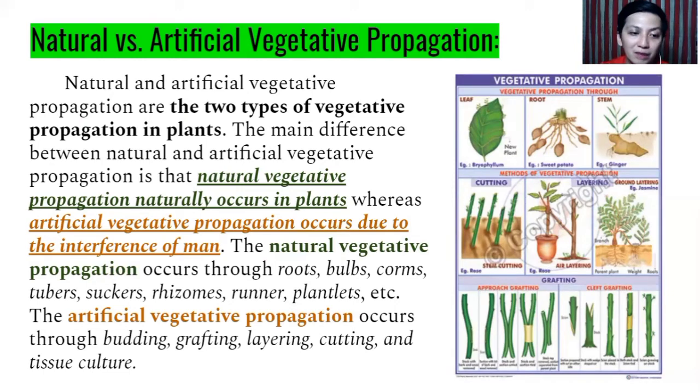Okay, so natural vegetative propagation occurs through roots, bulbs, corms, tubers, suckers, rhizomes, runners, and plantlets, and so on. Then artificial vegetative propagation occurs through budding, grafting, layering, cutting, and tissue culture.